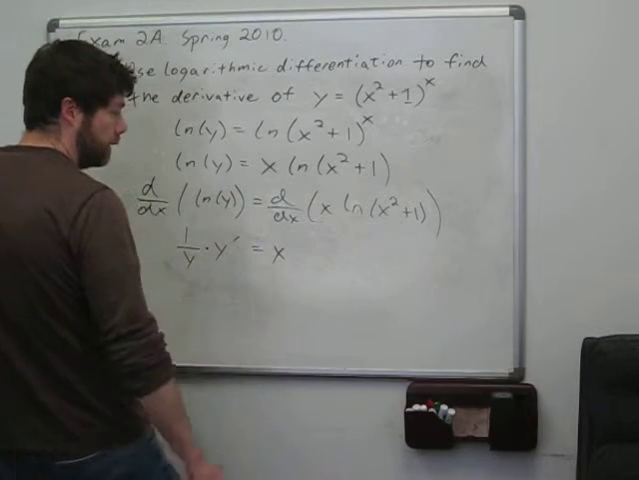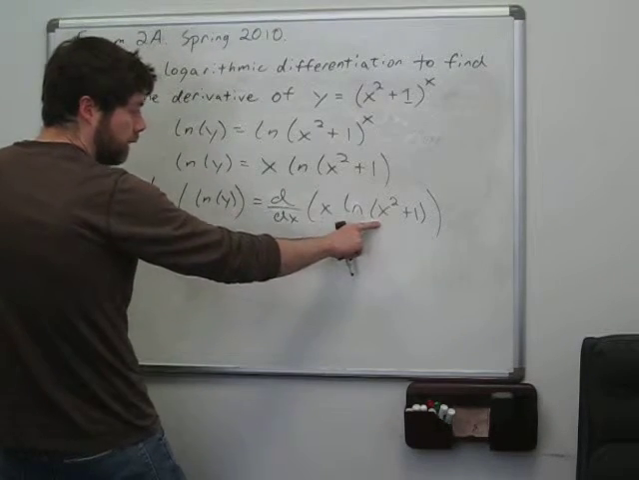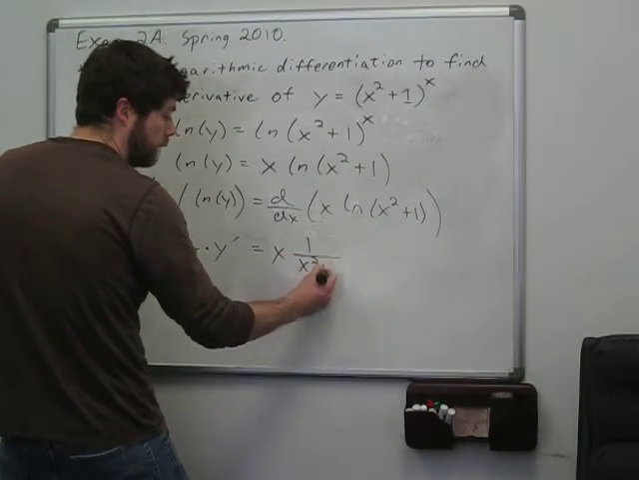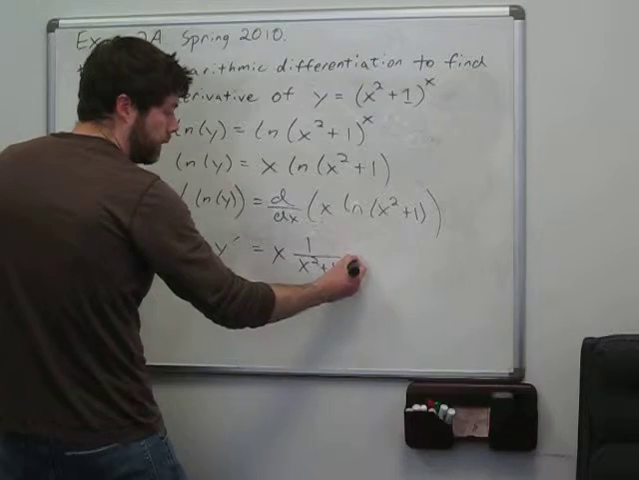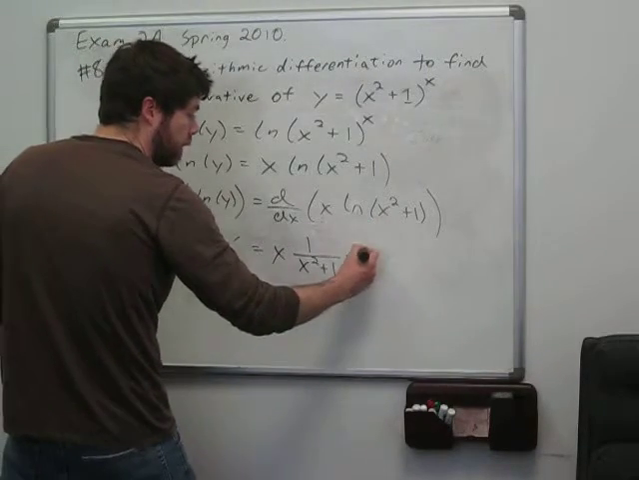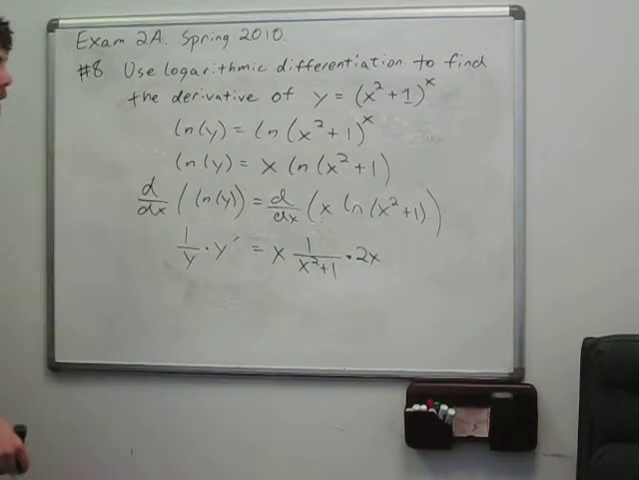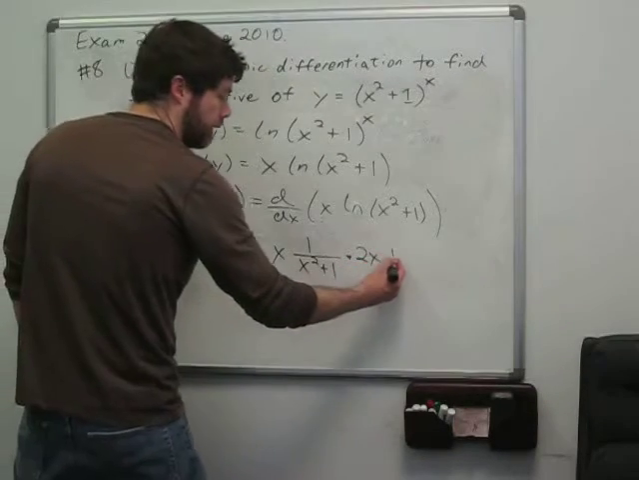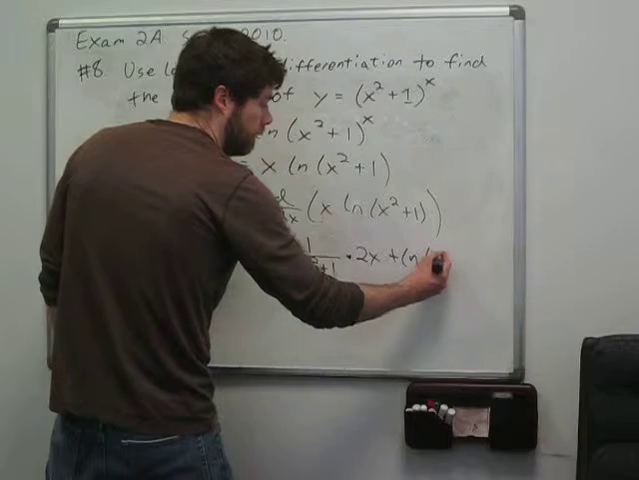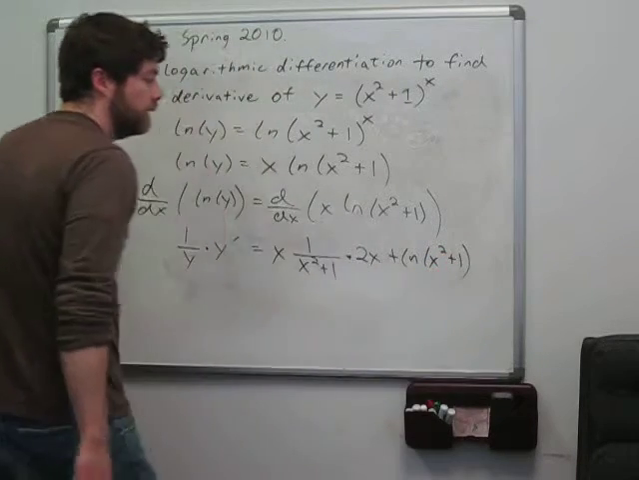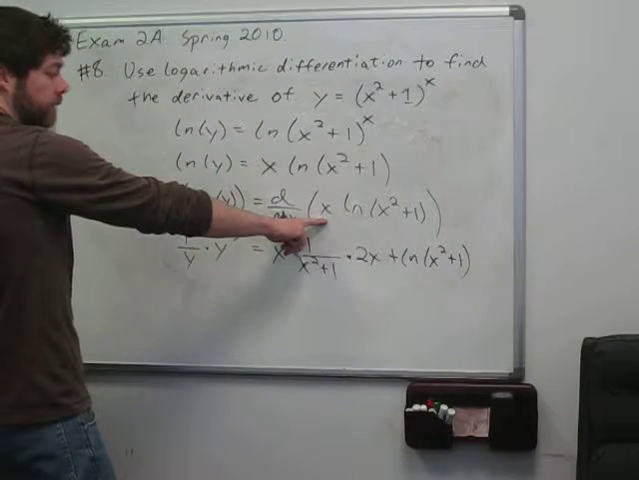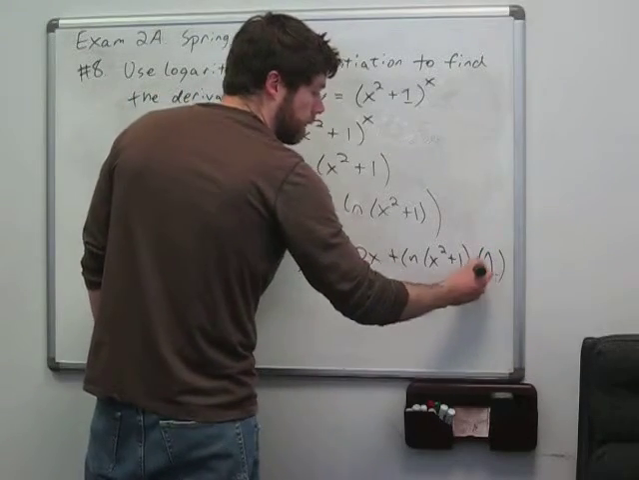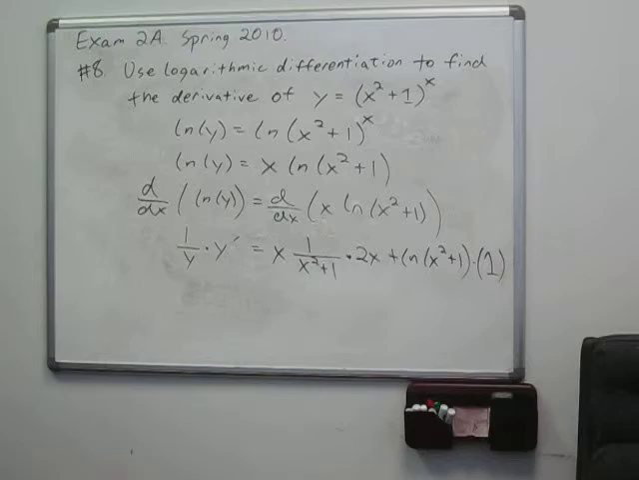So we get the first times the derivative of the second. That will be 1 over x squared plus 1, chain on the derivative of the argument, which is a 2x here, and then add the second times the derivative of the first. The derivative of x with respect to x is simply 1.